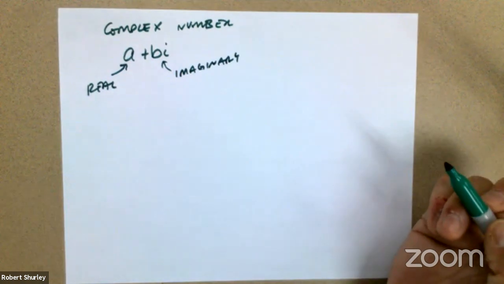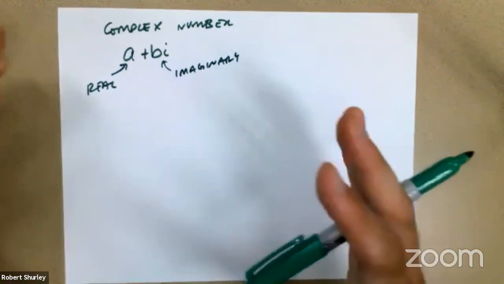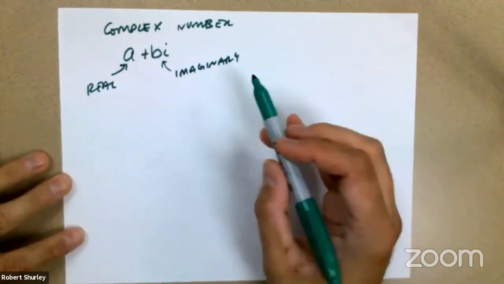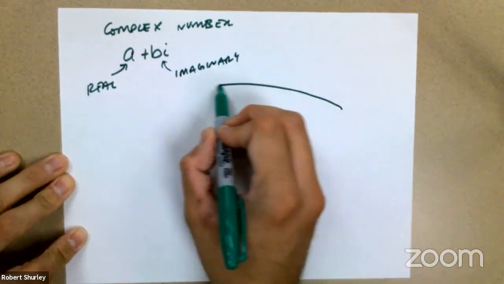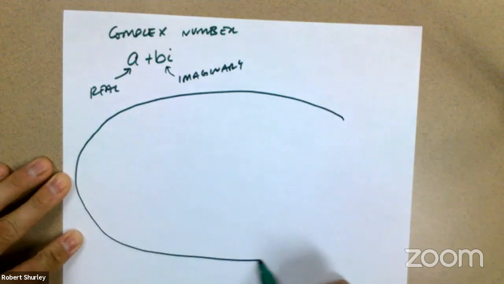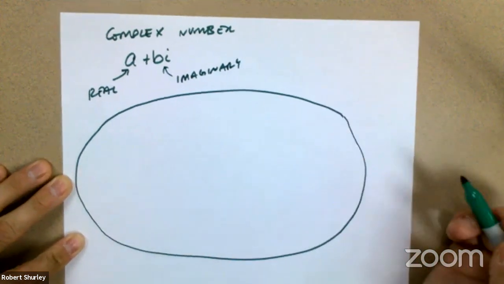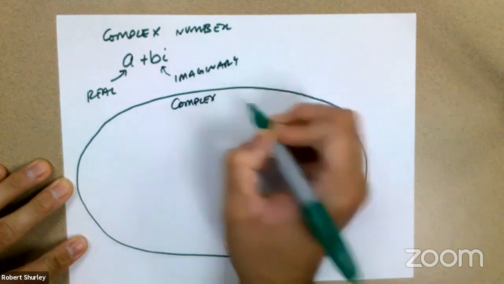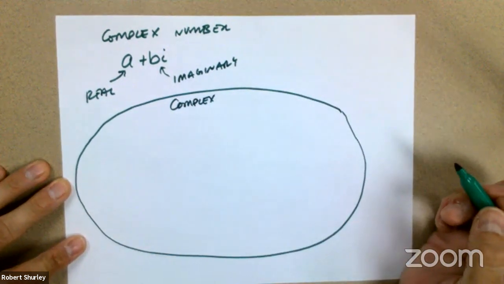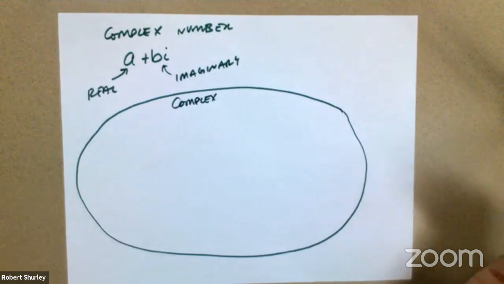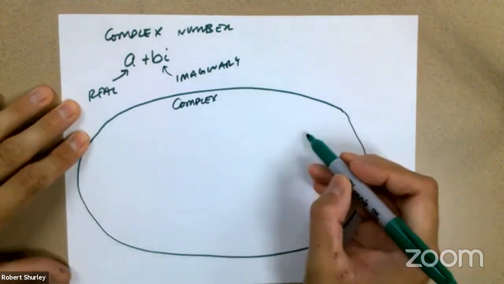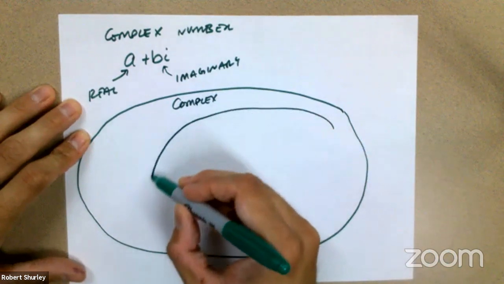Okay. So if you like Venn diagram circles, we draw a big circle. Here's every single number. Every single number we've ever learned about or ever found. Okay. Now, inside that set of complex numbers are real numbers.